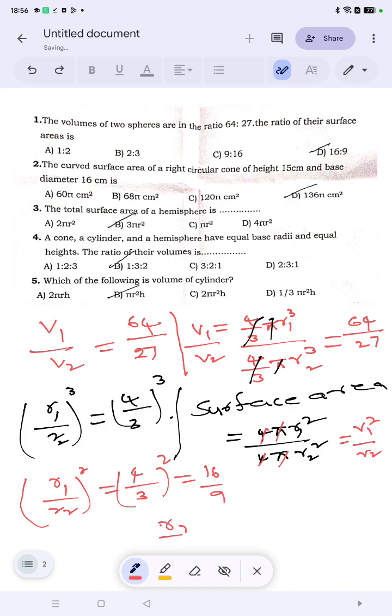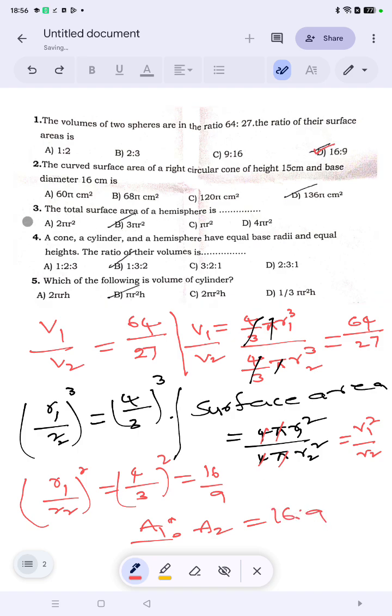That is surface area ratio is A1 is to A2 is equal to 16:9. So that is our D option.